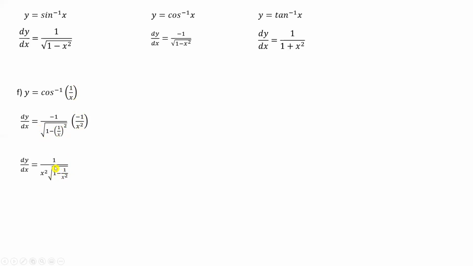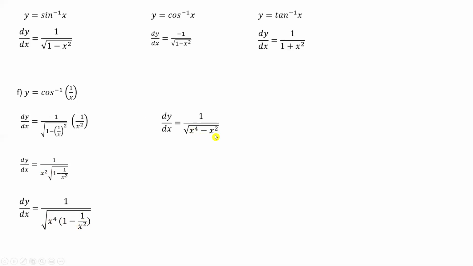Again, fractions inside fractions. We don't like that. We'll put the x squared inside the square root. It becomes an x to the 4. So x squared inside the square root becomes x to the 4. We can then multiply that out. So x to the 4 times 1 is x to the 4, and x to the 4 times 1 over x squared: there'll be 2 more x's in the top than the bottom, so that's x squared. And as far as high school is concerned, this is good.